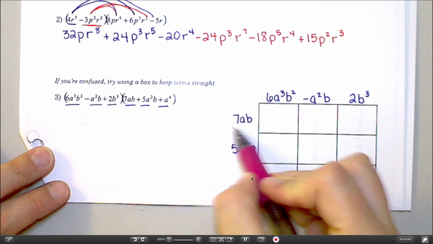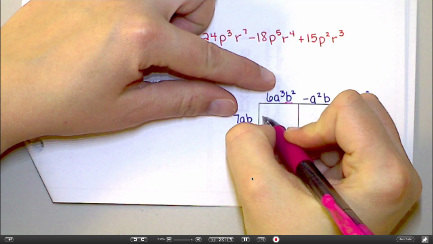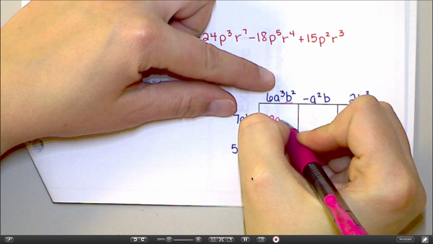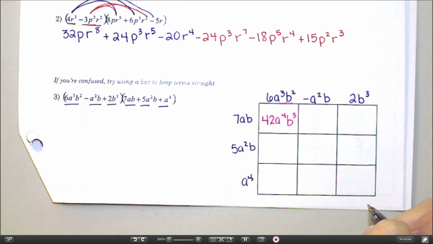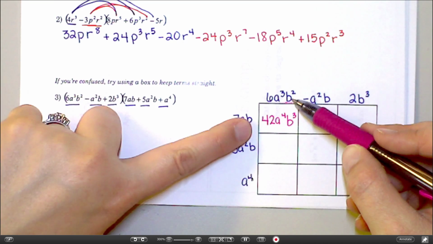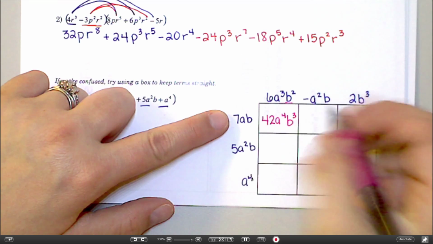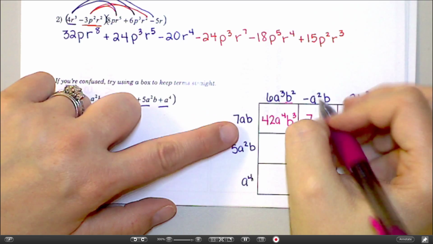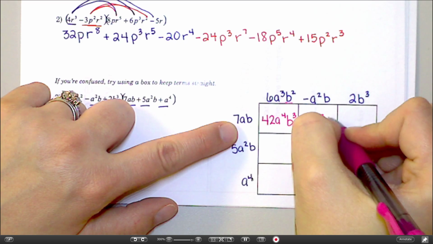So I'm going to do 7ab times 6a to the third b squared. So I'm multiplying these two. That would give me 42 a to the fourth b to the third. Any questions about where that came from? Make sure that makes sense to you. Wait, you did 7 times, oh no. 7 times 6, and then I had 4 a's and 3 b's. Now let's go to this one. So 7 times negative 1 would give me negative 7. Total, I would have 3 a's and 2 b's.